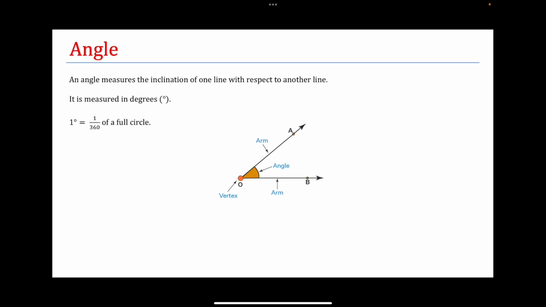The two rays forming the angle are called arms. So in the figure, OA and OB are called arms, and the angle is formed between the two arms. The common endpoint of both the rays is called the vertex. So O is the vertex of the angle AOB.